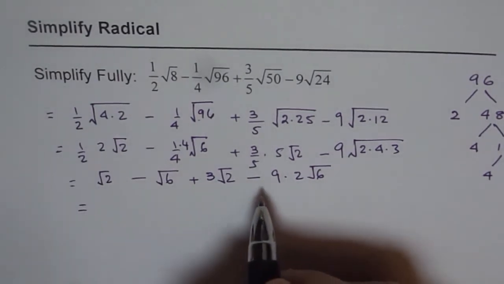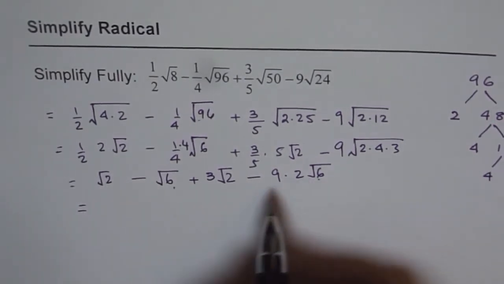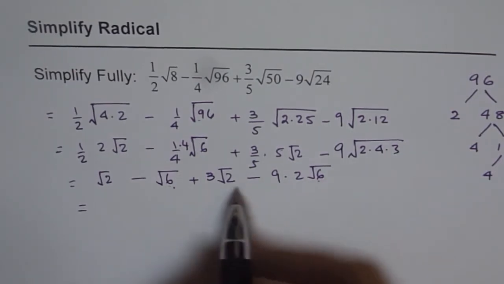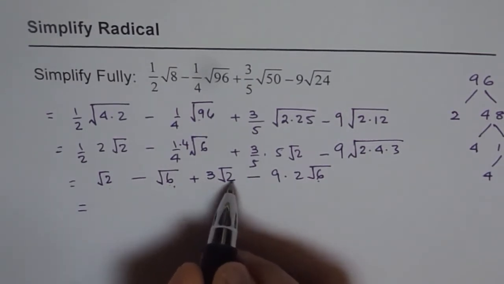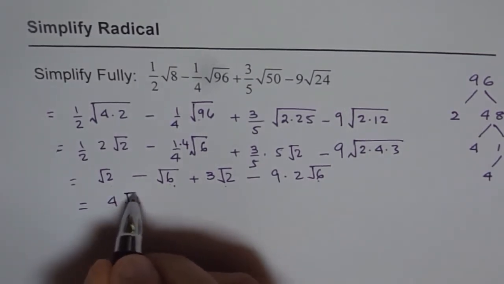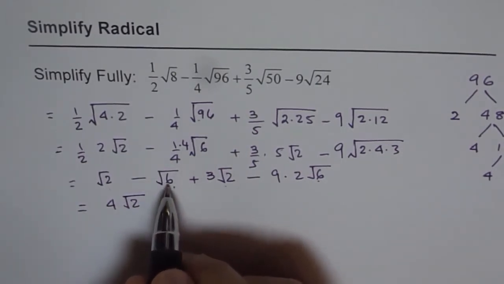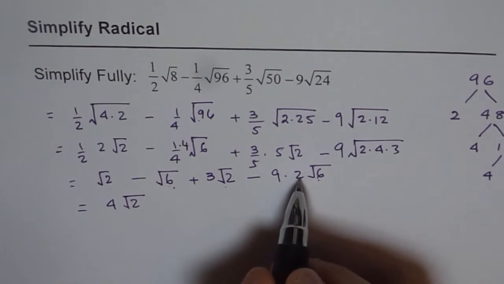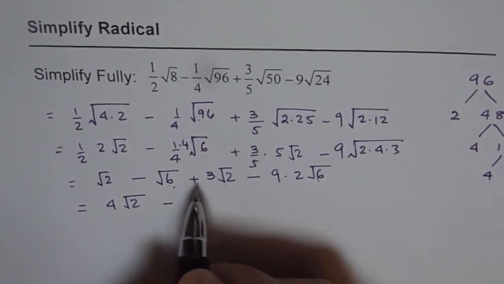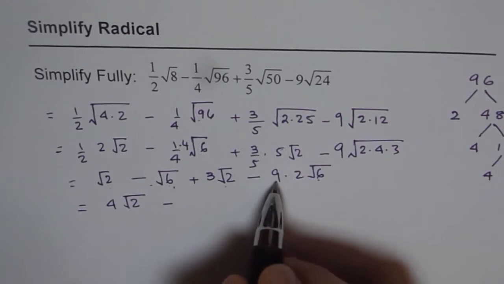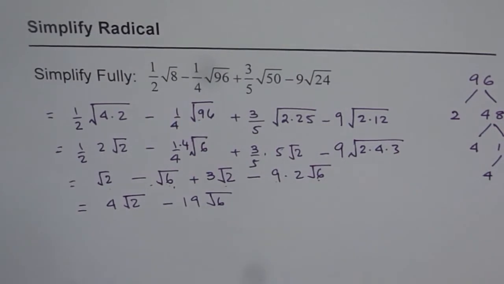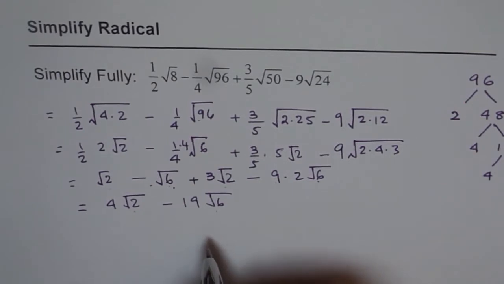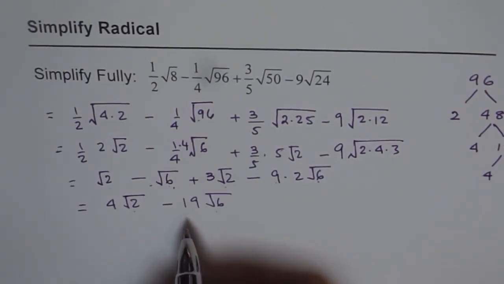Now, once you get to this stage, you find that you have like terms. These like terms were square roots, right? And these also can be combined. So let's put them together. Square root 2 plus 3 square root 2 makes it 4 square root 2, right? And here we have minus 6 square root, and the minus sign with 9 times 2, 18. So that gives us 19, right? 1 here and 18 here. So minus 19 square root of 6. So that becomes the simplified form of the given expression. Now since these two square root terms are very different, we cannot really combine them. So that is our answer.